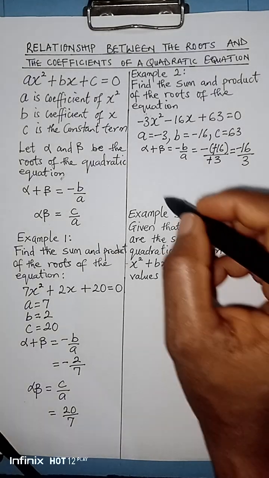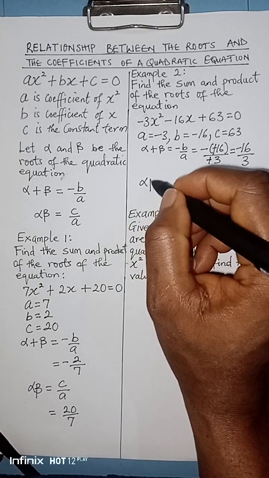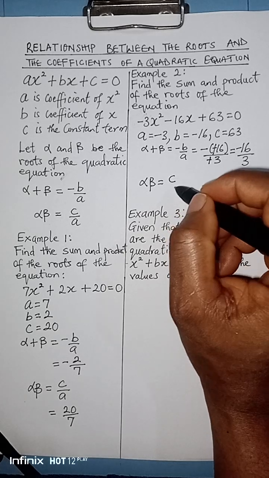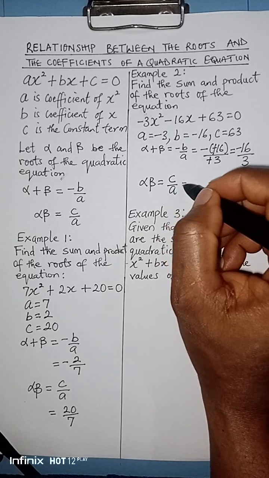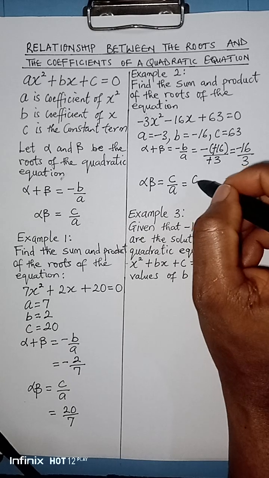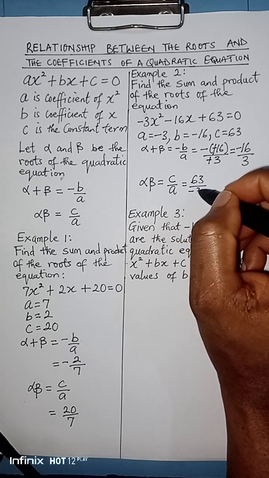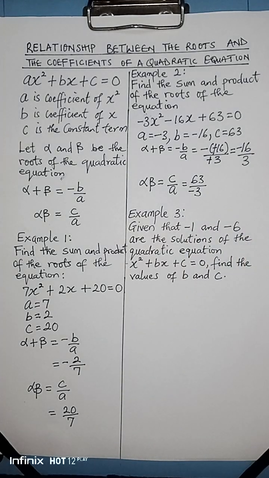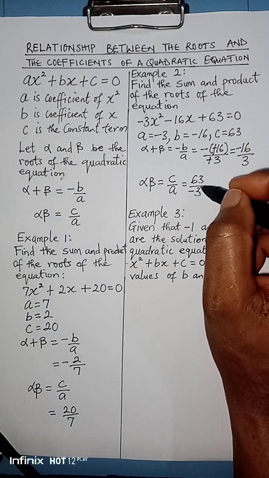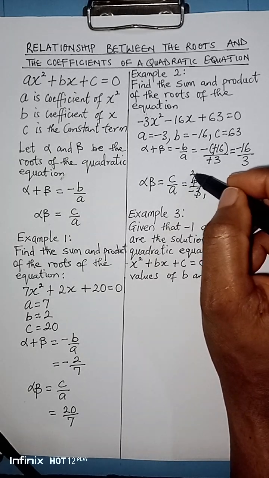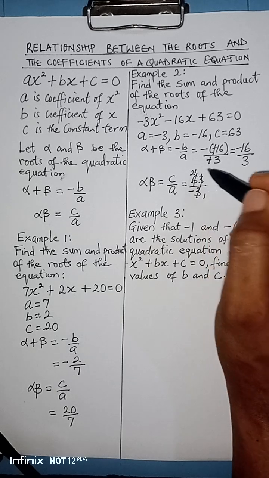Now let's go to the next one. Alpha beta, which is the product, is equal to c over a. What's our c? 63. And what's our a? Minus 3. Now, I can't leave my answer in this form. I have to simplify. A factor that can divide both is 3. Here it's 1, 3 here is 2, and 3 here is 1.